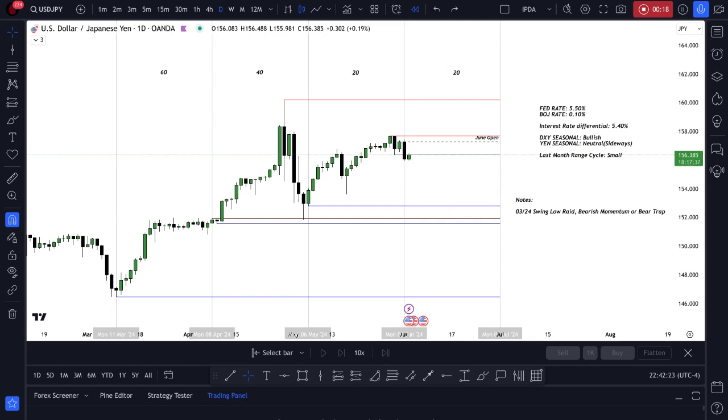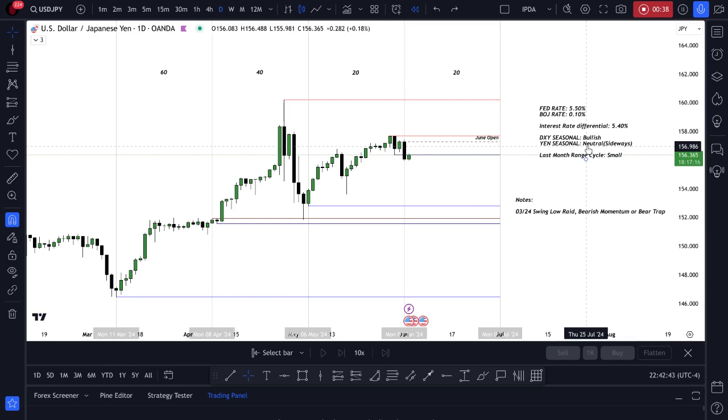So the main reason is there is still a major interest rate differential between the two central banks, the Fed and the BOJ, Bank of Japan. We can see that there's a big rate difference of 5.4%. Seasonally, the DXY is bullish for the month, and the yen seasonally for this month is sideways or neutral.